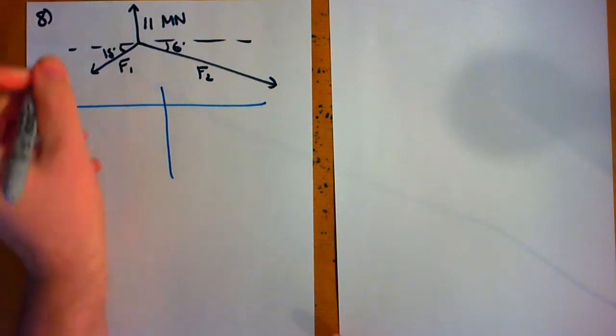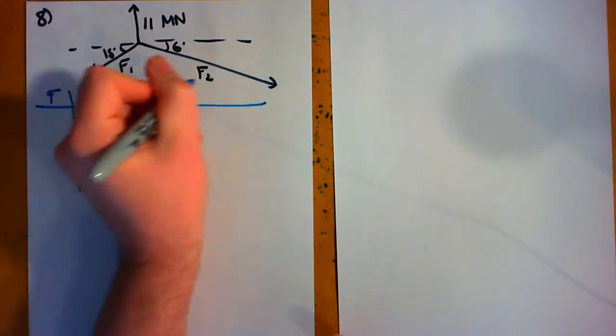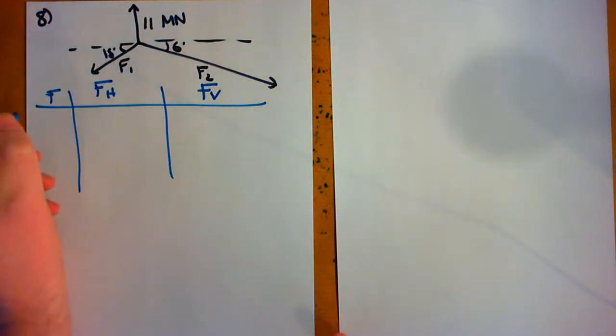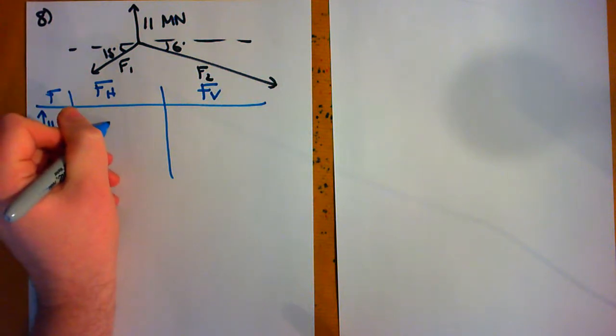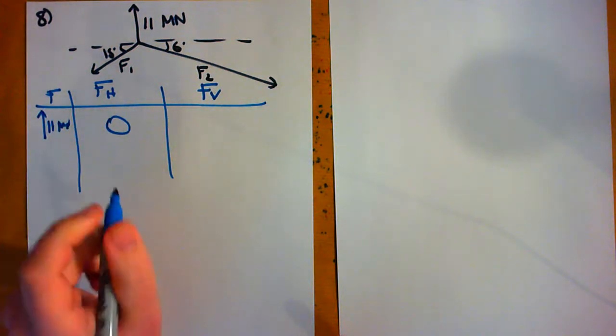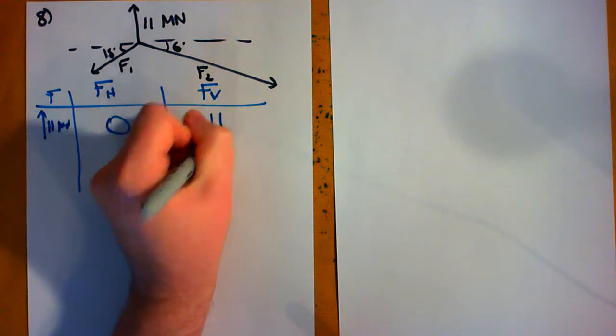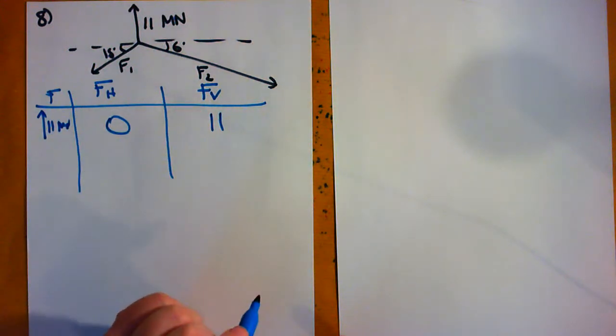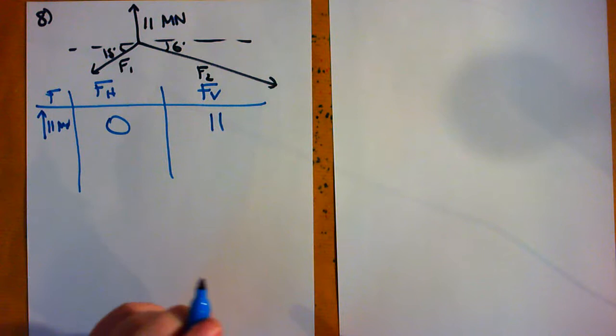So we've got force, we've got horizontal and vertical components. Let's start with the 11 meganewton force. Horizontal component is 0 because that is a vertical force. Vertical component is 11 and it's upwards, therefore positive.